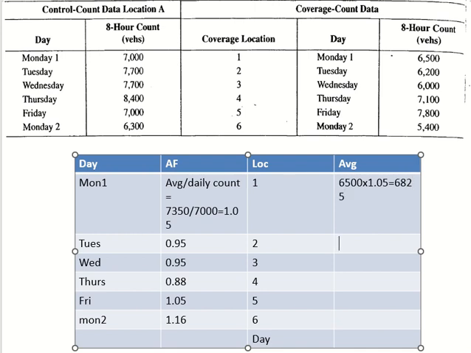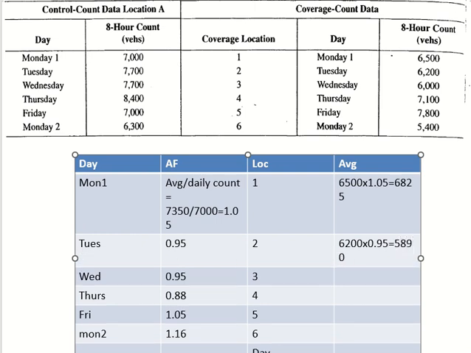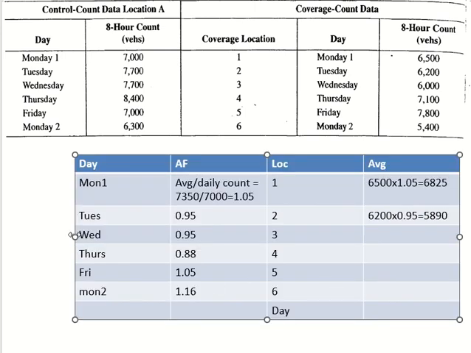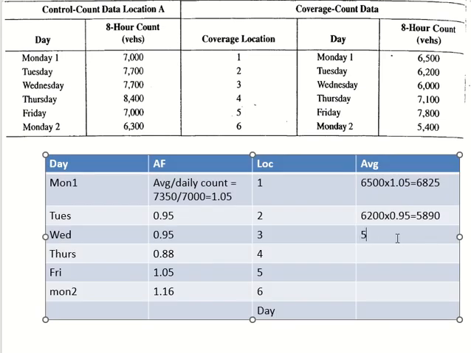For location 2, take the count of location 2, which is 6200. It is taken on Tuesday. I'll take the factor of Tuesday. This is location 2, this is the count, and this is the day. And the factor is here for Tuesday. How much? 5890. Same with all the other locations. Take the count from the first table and the factor of the day. Tell me. 5700.